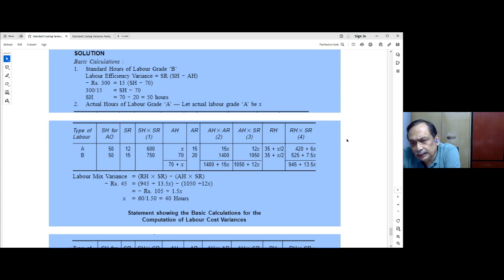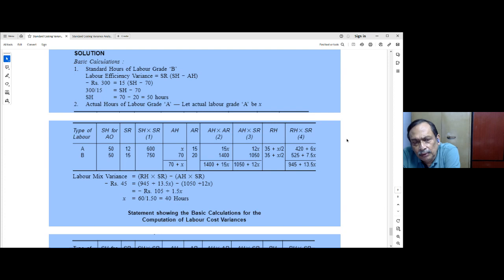Then RH, that is (35 plus x) by 2 plus (35 plus x) by 2. So RH into SR comes to 420 plus 6x and 525 plus 7.5x. So AH we got 70 plus x. AH into AR we got 1400 plus 15x. AH into SR we got 1050 plus 12x. And RH into SR 945 plus 13.5x.